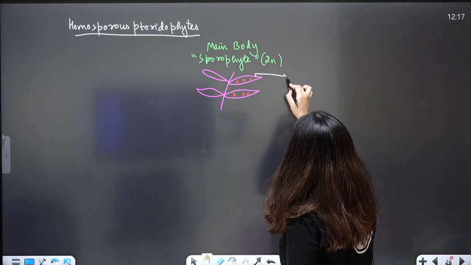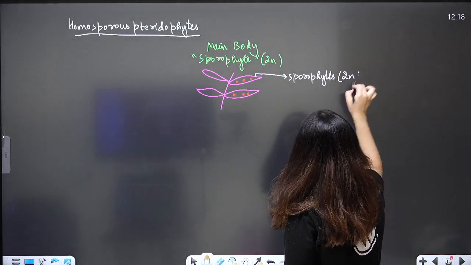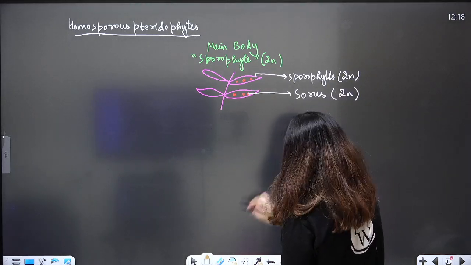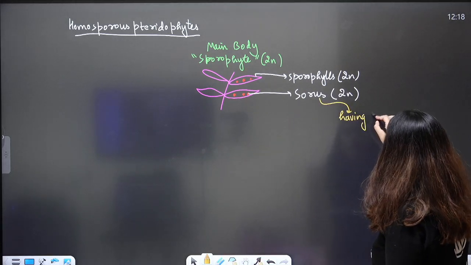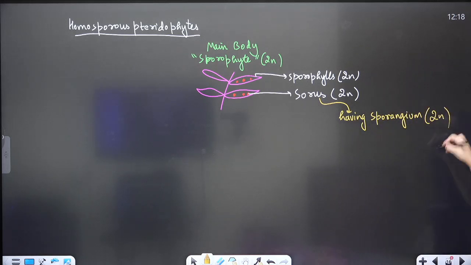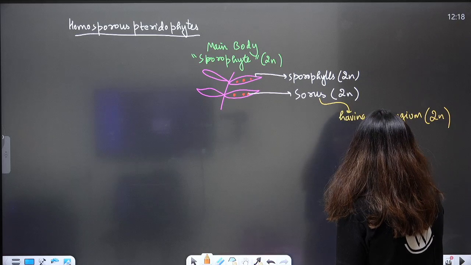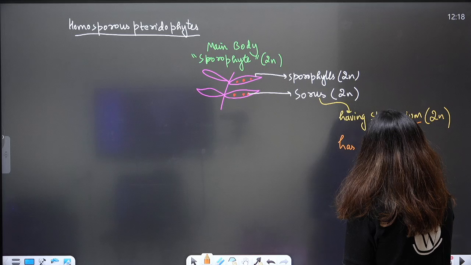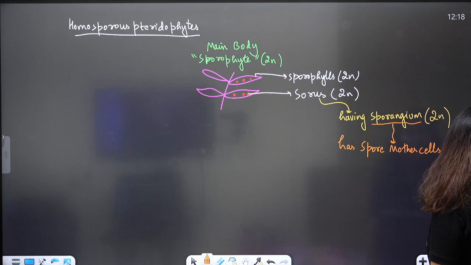These are sporophylls, 2N. These are sori or sorus, 2N. Sori have sporangia. Sporangium, 2N, is a tissue. Sporangium has spore mother cells. There are many diploid cells in the sporangium.